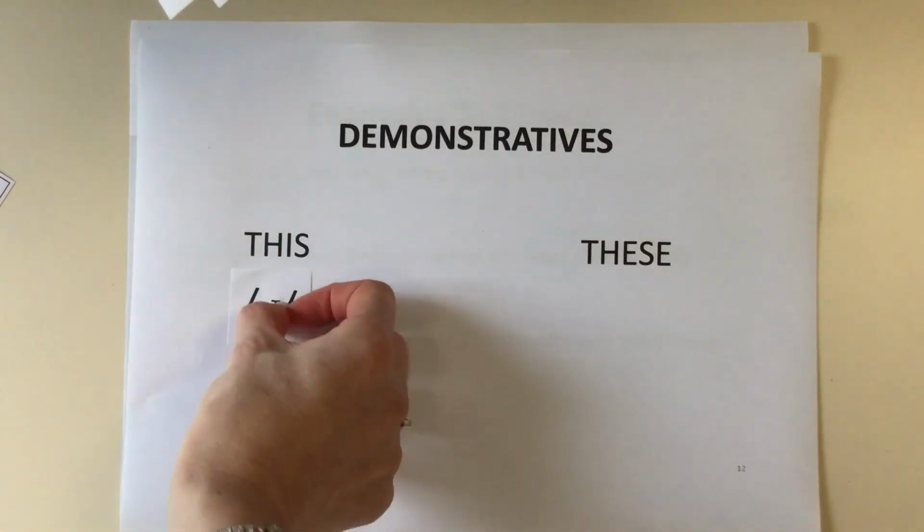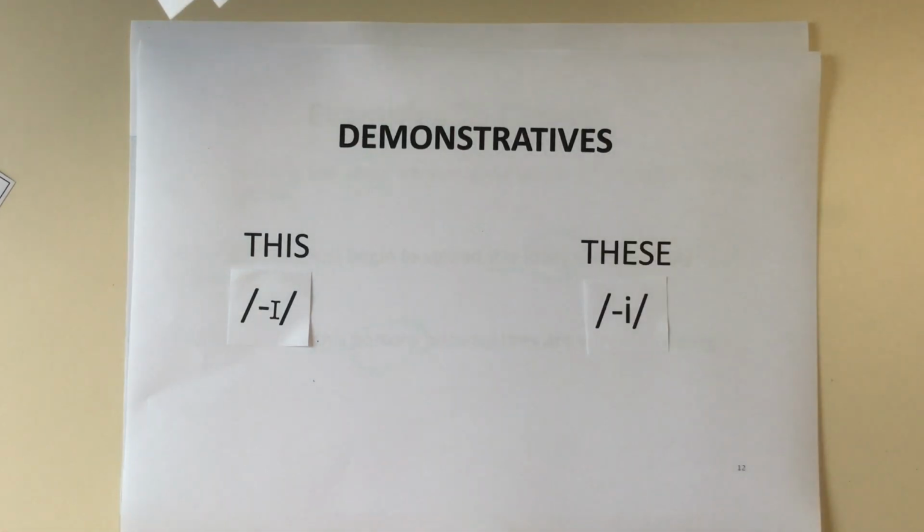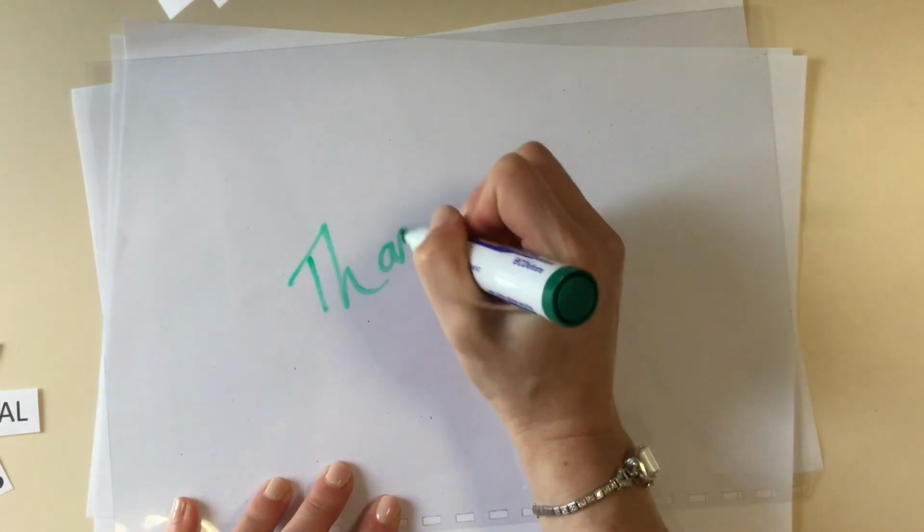I think you often mix these up because with a French accent you tend to pronounce them the same, but the vowel sound is different. This is a short I sound, while these is a long I E sound. This and these. That's all for this video.